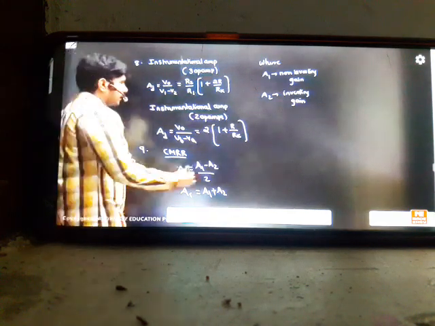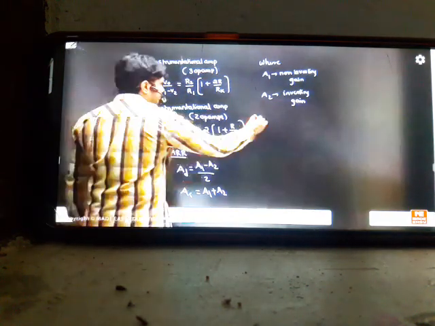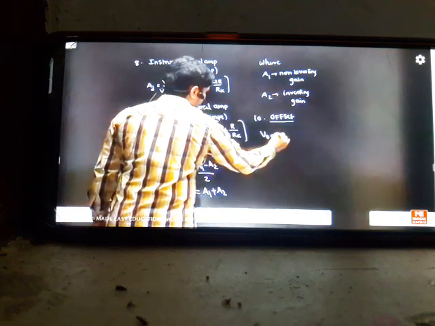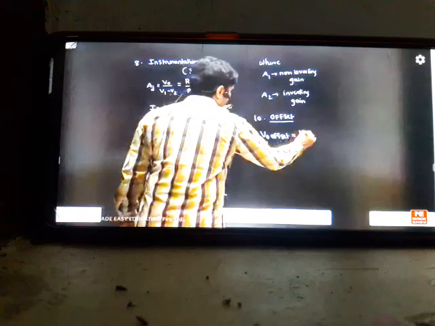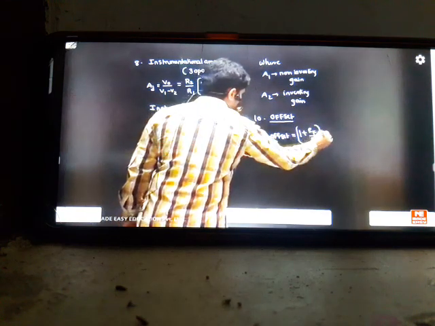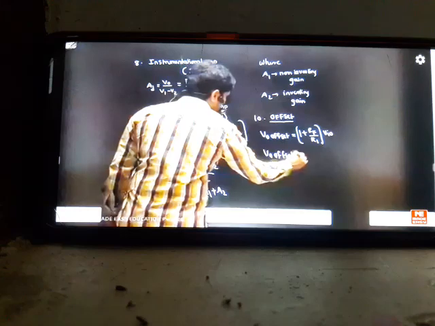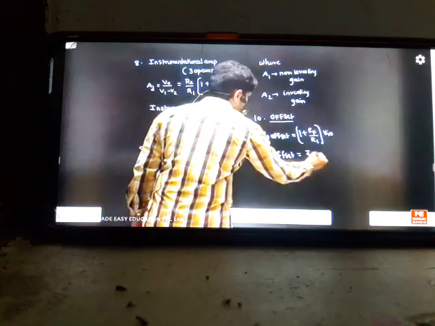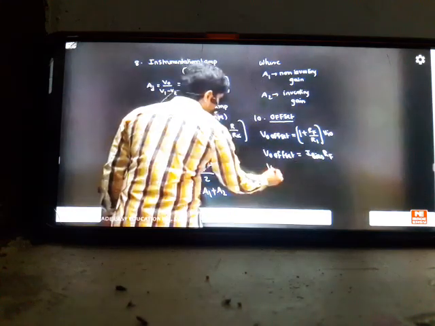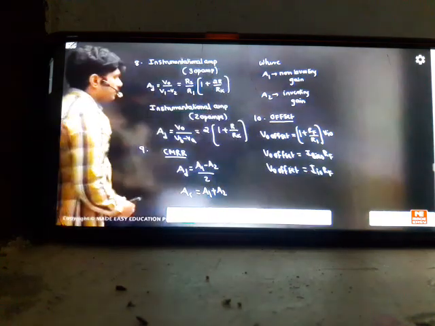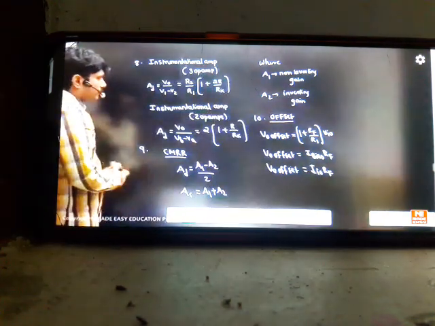And coming to the 10th parameter, we have gone to offset knowledge. In offset we have certain formulas again. V out offset is 1 plus RF by R1 into VIO, due to the input offset voltage. This is the formula. And V out offset is simply I bias into RF, this is another formula. And V out offset is IO into RF. These are the three formulas we have to practice. Okay, these are the three formulas.